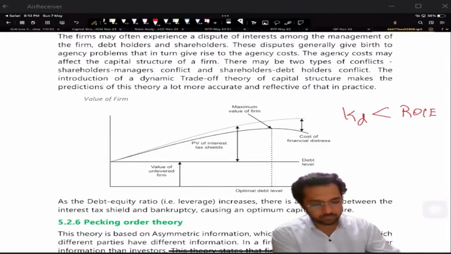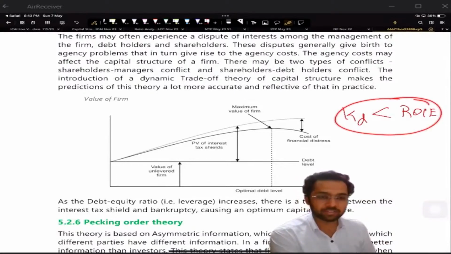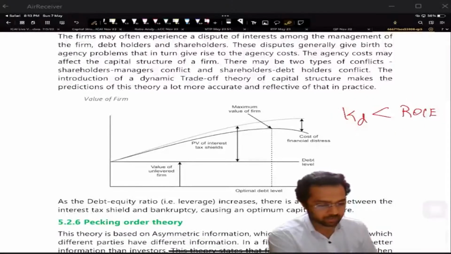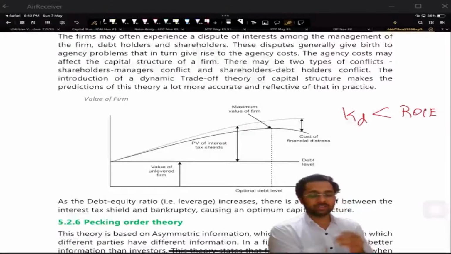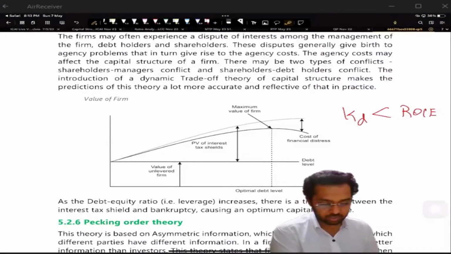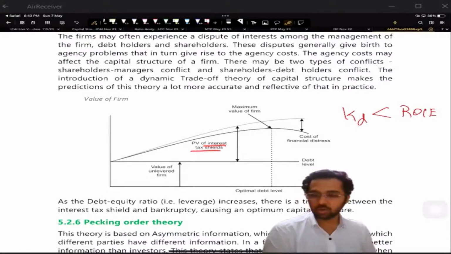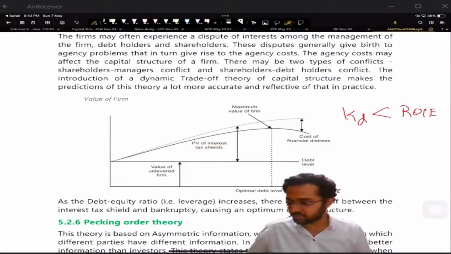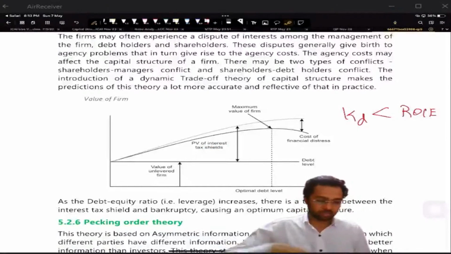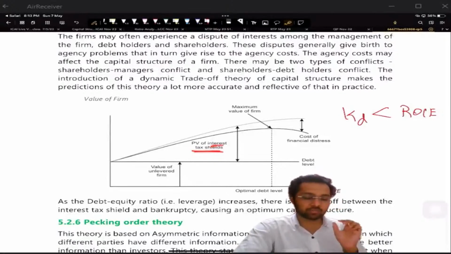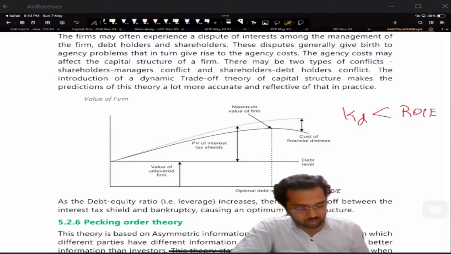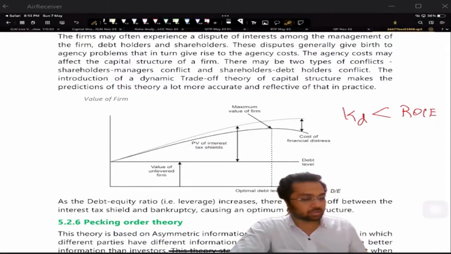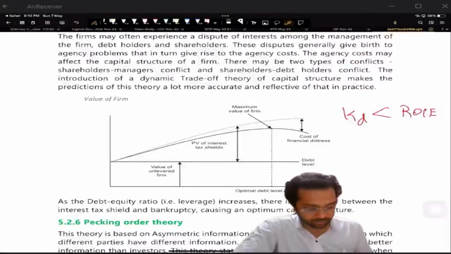So when your leverage is in your favor, you should take debt. And if you take debt, the value of the firm is going to increase a bit because of interest savings, because of tax savings on the interest. Because of tax savings on the interest, you are going to save money, and that will lead to the increase in the value.